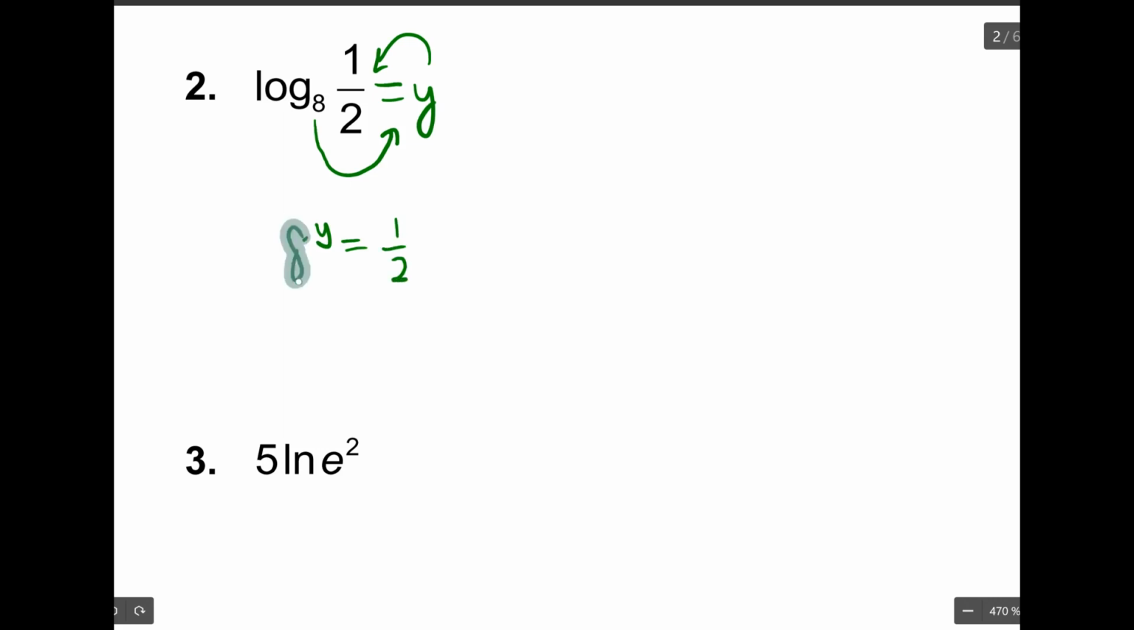Okay. So you set it equal to y. And then you do 8 to the y, and it equals 1/2. Because it's 8 to the y power, not necessarily 8 times y. Good. Okay.